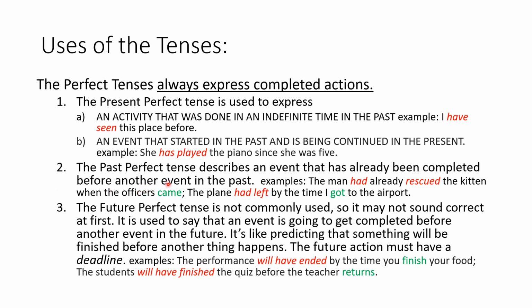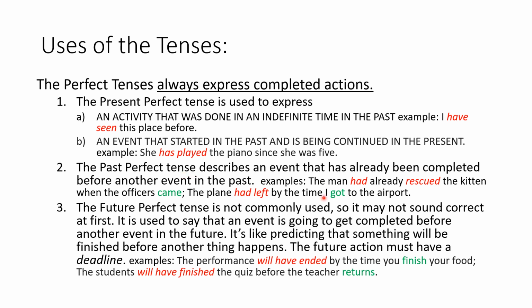Next, number 2. The past perfect tense describes an event that has already been completed before another event in the past. In this tense, we use it to describe the first action that took place in the past before another past action happened. So, there are two actions, and these two actions happened in the past. We use the past perfect tense to describe which of the two past actions happened first.